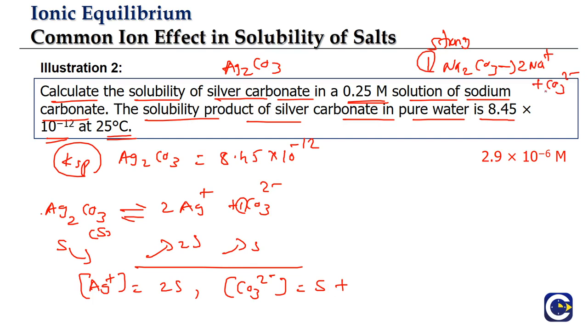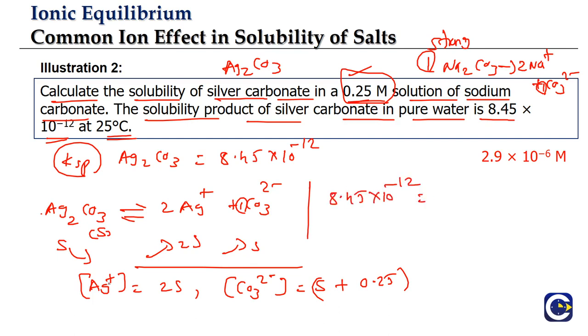Every one molecule gives 1 carbonate ion. What is the concentration of Na2CO3? 0.25 molar. Means the concentration of CO3 2 minus coming from here will be 0.25 molar. So we have to add 0.25 to S. So this is the overall concentration of CO3 2 minus. Here also we have the sparingly soluble salt with a highly soluble salt like sodium carbonate. Now what is the Ksp value? Ksp value is given as 8.45 into 10 power minus 12.